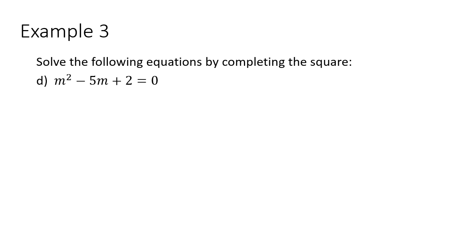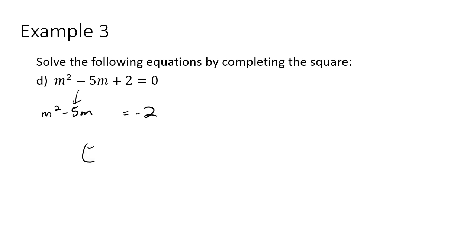So let's work one more example, and this one is a little bit messier just because some fraction math is going to come into the mix. So once again, try pausing the video here and see if you can find the solution to part D of example 3. All right, so first things first, I need to move the 2 across to the other side again. So we get m squared minus 5m is equal to negative 2.